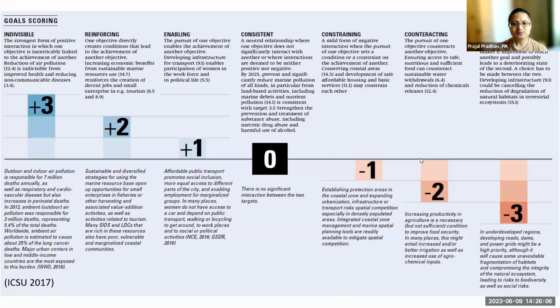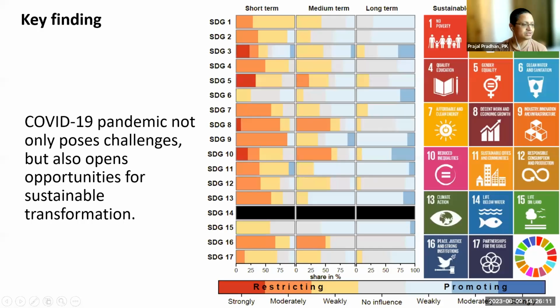After this exercise, one of the key results we found is that COVID has mostly a negative impact across all or most of the SDGs during the short period of time. Here, the short period of time means up to 2 years, and then up to 5 years is the medium term. Most of the experts say that some of the impacts will remain, and in the long term there could also be some positive impact.